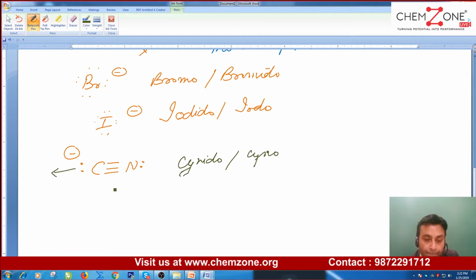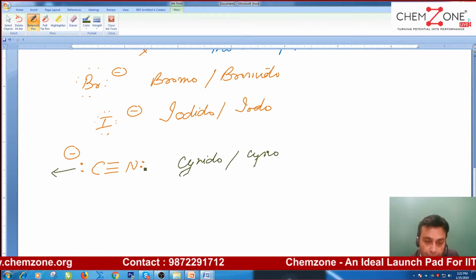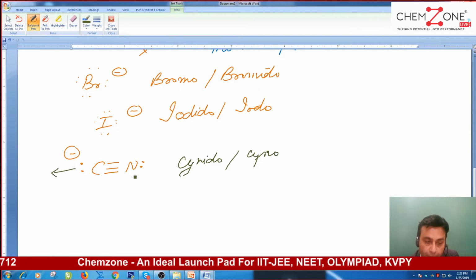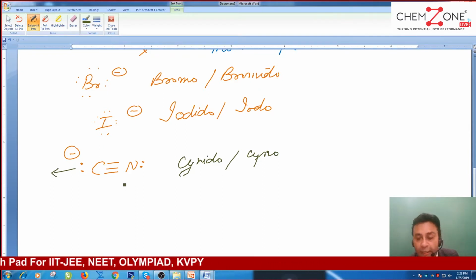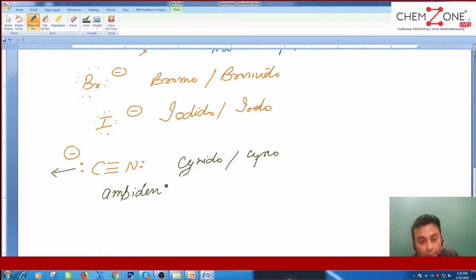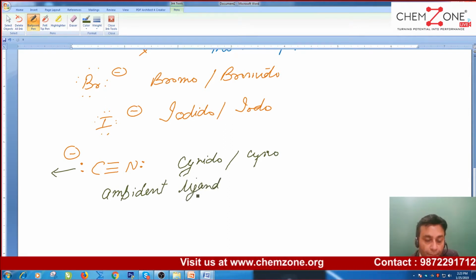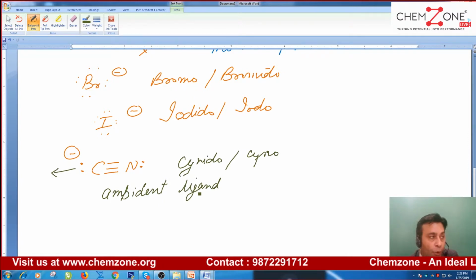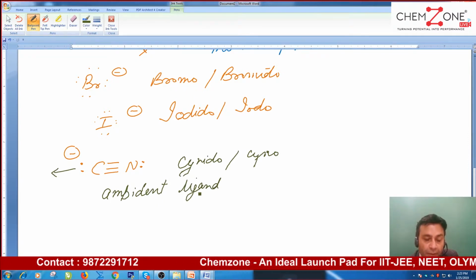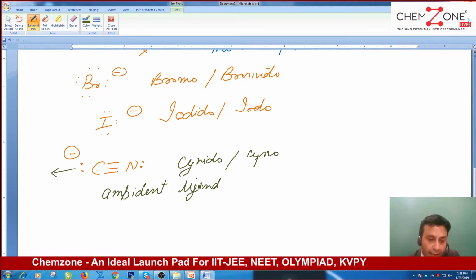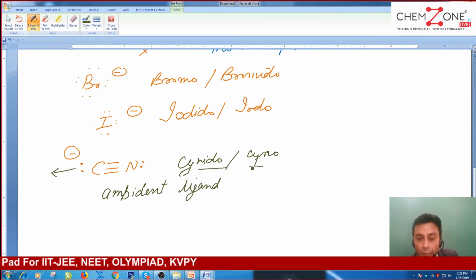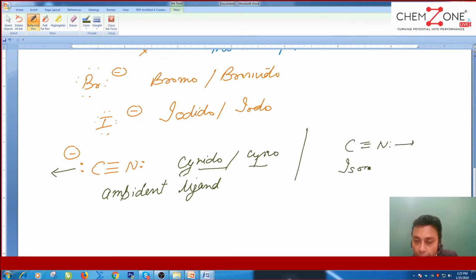Am I clear? Since it has two donor atoms, but at a time only one is operating, this type of ligand is called an ambident ligand. Ambident: which has two different donor atoms, but at a time only one can donate, either the carbon or the nitrogen. If it is donating through the carbon, we call it cyanido, and if it is donating through the nitrogen side, we call it isocyanido.